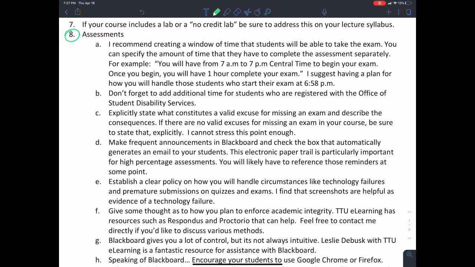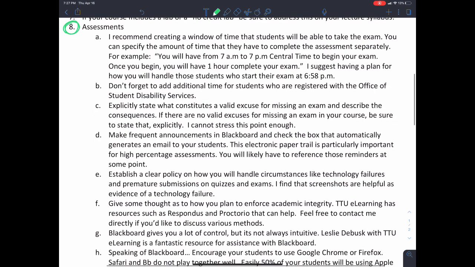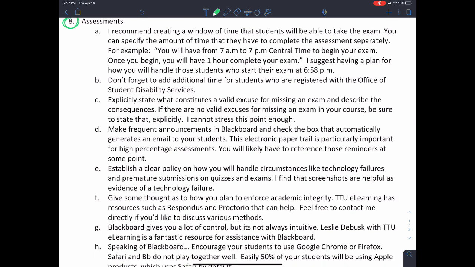Now, we're going to spend a few minutes on the topic of assessments. These are all recommendations, but they're recommendations based upon a few years of experience doing distance courses. I recommend that you create a window of time that students will be able to take their exams. For example, you can explain to them in writing, students, you will have from 7 a.m. to 7 p.m. to start this exam. Once you begin, you will have 1 hour to complete the exam.